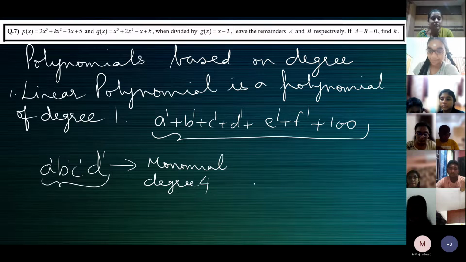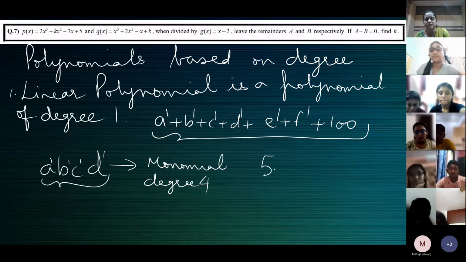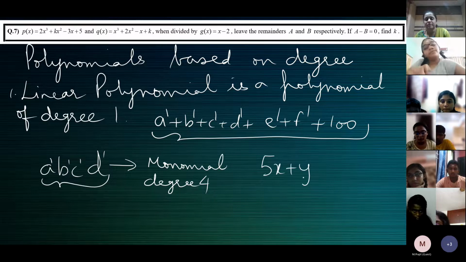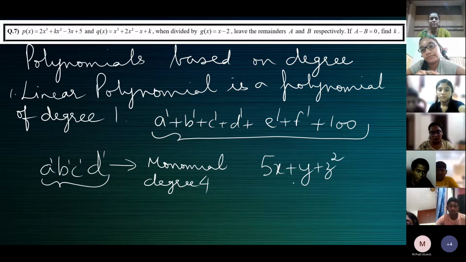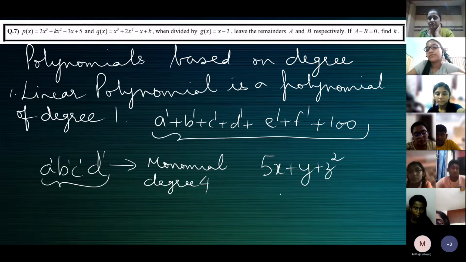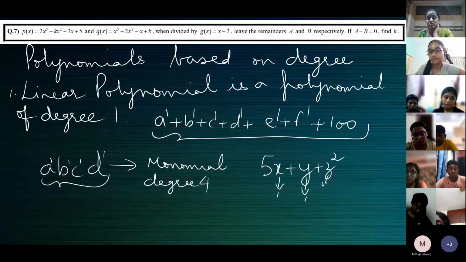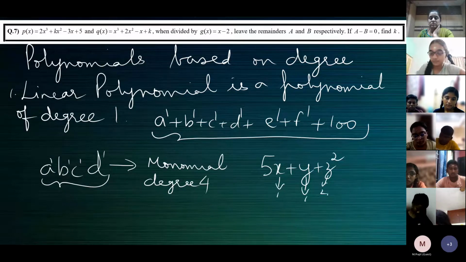Now, linear polynomial. Is this a linear polynomial? 5x plus y plus z square. No, it is not linear, because this is 1, this is 1, this is 2, this is 2. So it's quadratic.